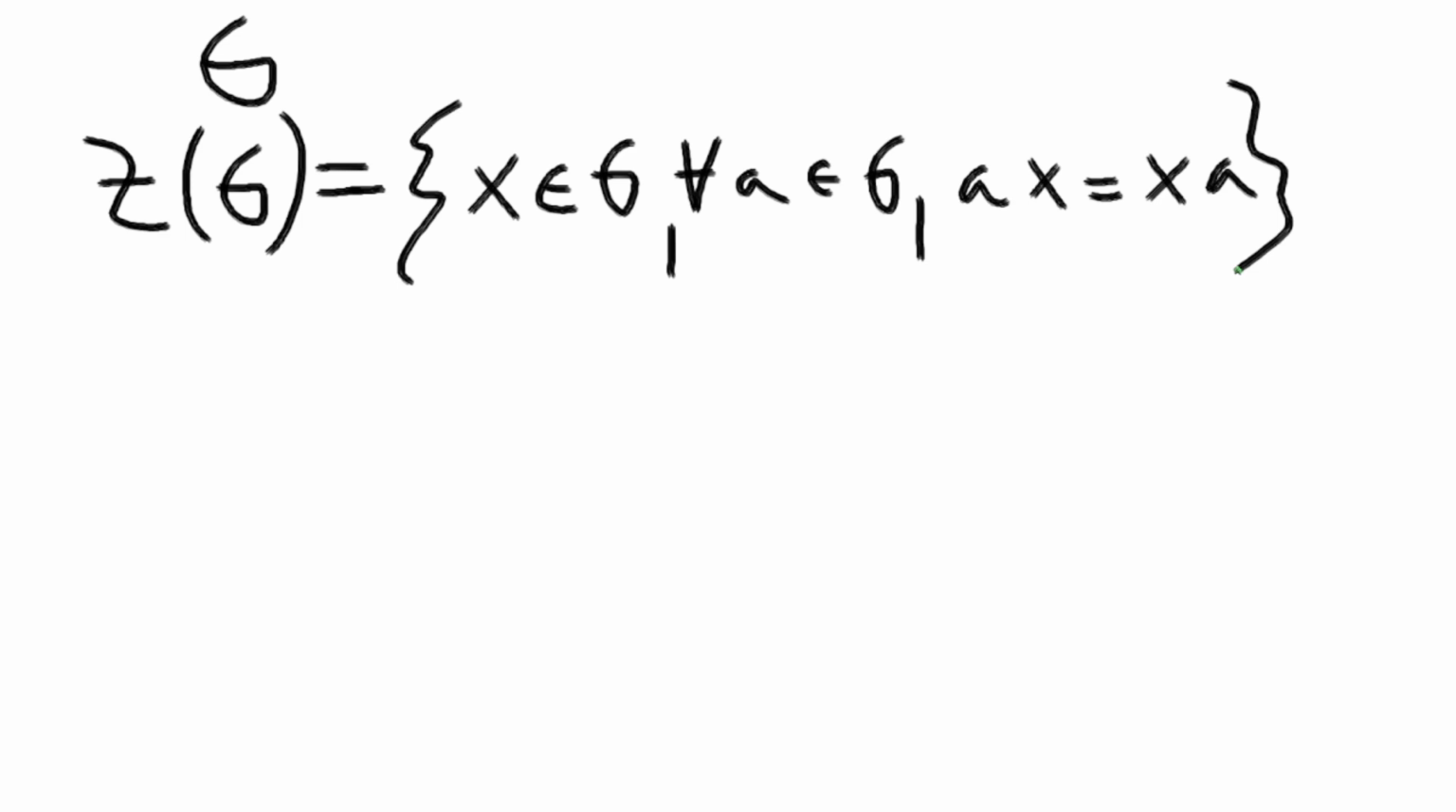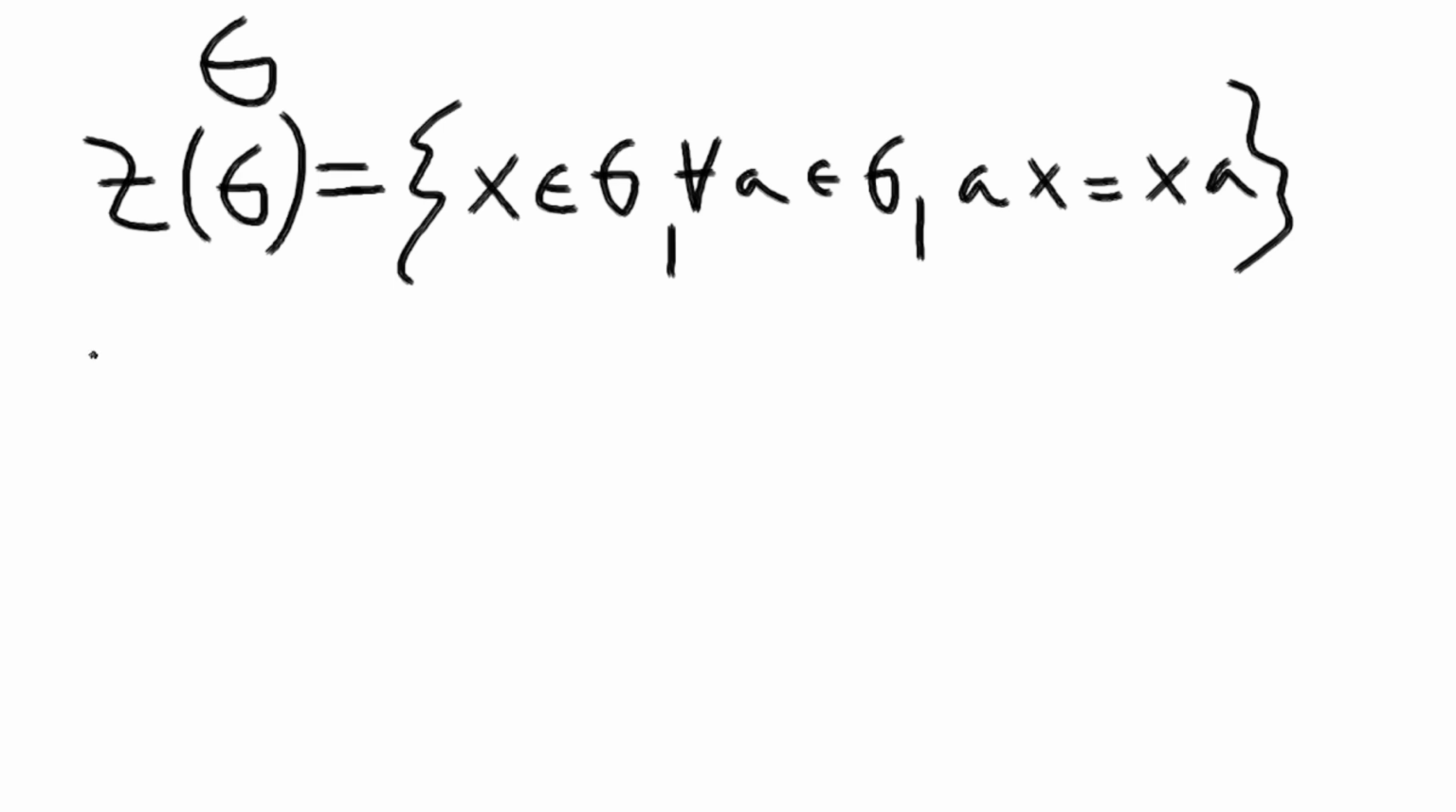And by the way, the center of a group creates an abelian subgroup of that group, a commutative subgroup of that group, in other words. So what this means is that it is the set of elements which are commutative with all other elements in the group. So we can take some example of this.